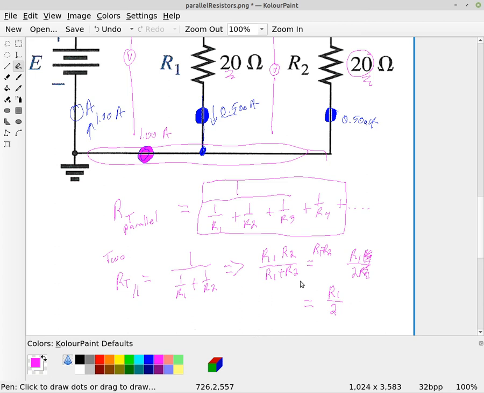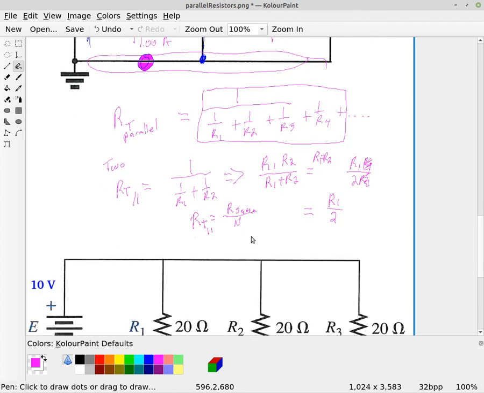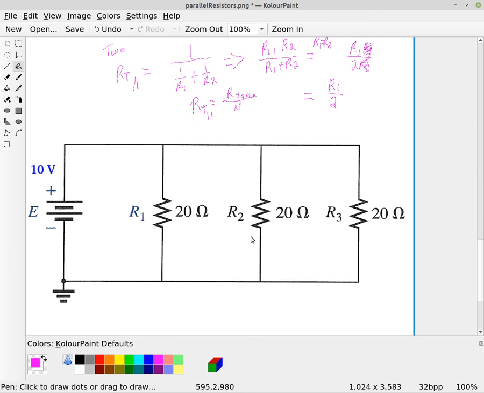Now this, even though I used a specialized 2 resistor case to show this, okay, if you have multiple resistors in parallel that are all the same equal resistance, you can then find R total to be this. If they're all the same, then the total resistance, you just divide it by the number of resistors you have. So let's take a look here at this. So we've got 3 resistors.